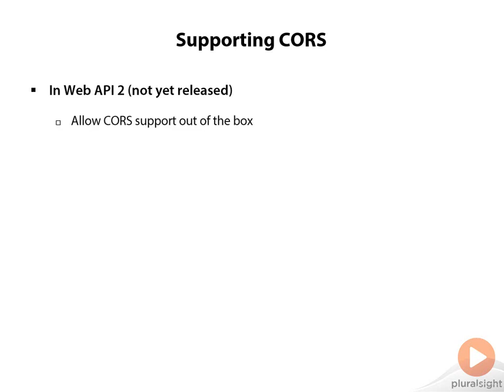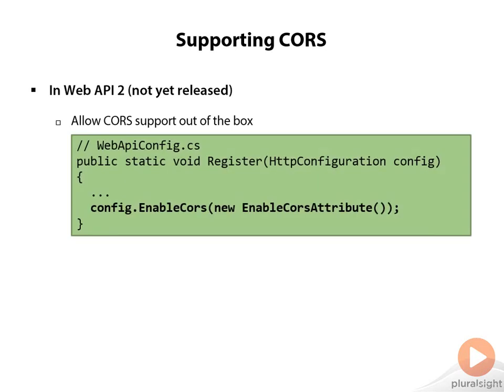It allows you to just opt into CORS support out of the box. It's not configuration anymore. It's not writing filters. It's much simpler. The idea here is that when you configure Web API, you can simply say enable CORS and include a special enable CORS attribute if you want to support it on the entire API, much like we did with the require HTTPS.